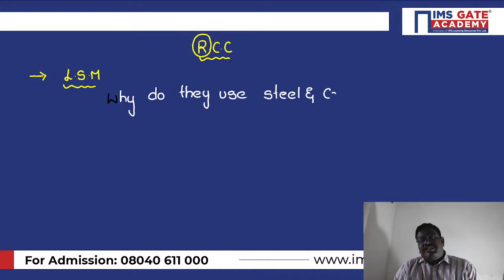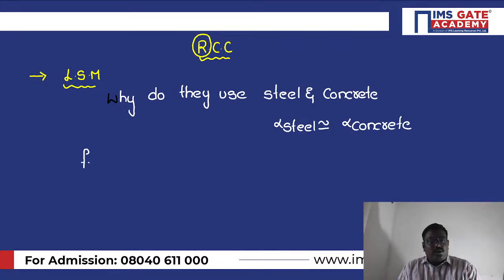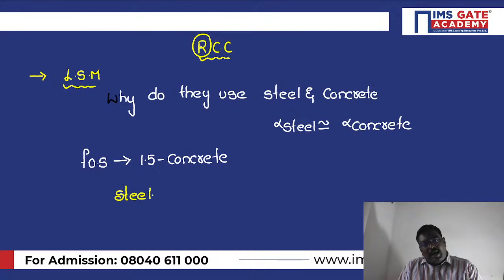The coefficient of thermal expansion for steel is almost the same when compared to the coefficient of thermal expansion of concrete. That is the reason in RCC we are using steel and concrete. Apart from this, the factor of safety of concrete in the LSM method is 1.5, and for steel, it is 1.15.